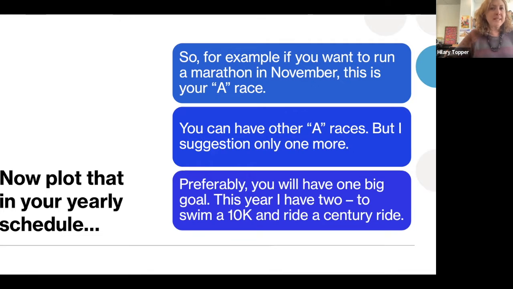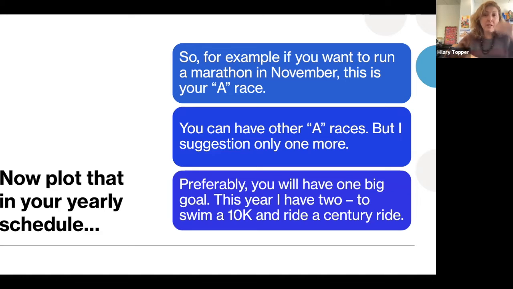Well, say, for example, you have a run, it's a marathon, and that marathon is in November. That would be considered your A race, if that's your A race for the season. Now, again, you can have other A races, but I would probably suggest, if you're going to do it for the season, one or two max. I mean, because it's a lot of training.